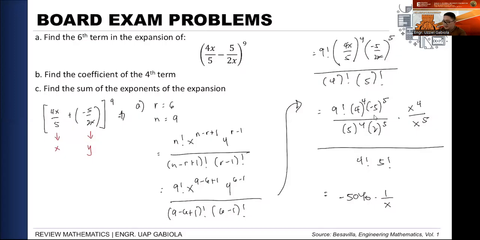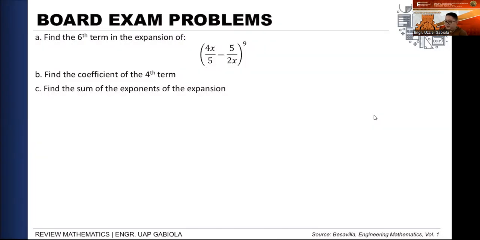So after calculating yung coefficient natin, no? So ito makikita mo x raised to 4, x raised to 5. So magka-cancel lang yung 4 minus 5. Kaya magkakameron ng 1 over x dito. Okay? So in summary, ito yung magiging answer natin dun sa first question natin. Okay? Kung ano yung magiging sixth term ng expansion natin. Okay? Next, yung sa second question natin.